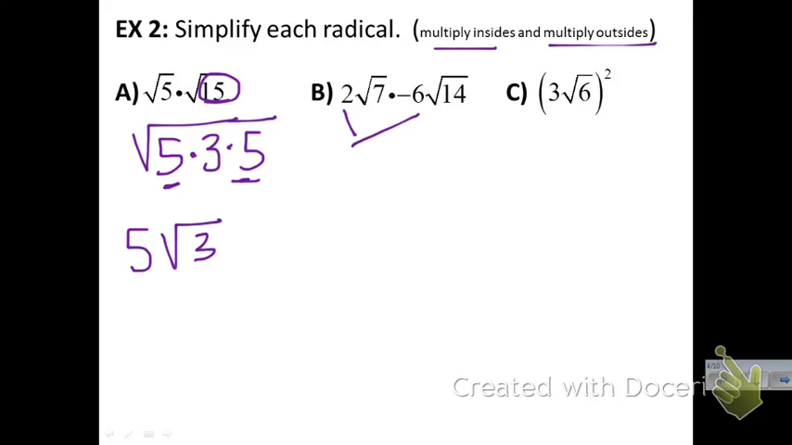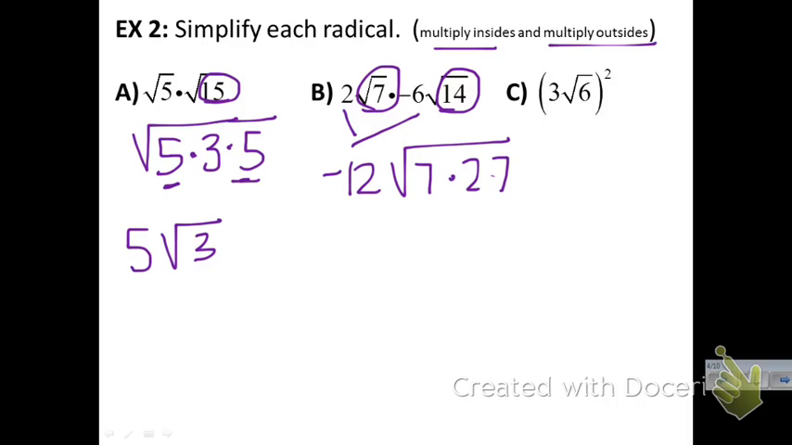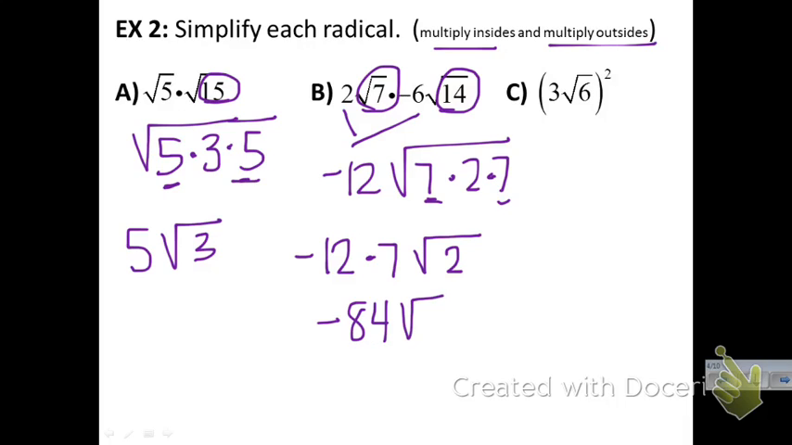On B, we do have numbers on the outside. I've got this 2 and this -6, so I'm going to multiply those to get -12, and then I'm going to multiply the radicals, and I have a 7, and then I have that 14, which I'm going to break down to 2 and 7. Then I'm going to recognize that I have two 7s, so I can bring that out. I already have a 12, so I'm going to multiply that 7 when I bring it out of the radical and leave the 2 in the radical. And then I'm going to multiply the -12 and 7 to get -84 root 2.